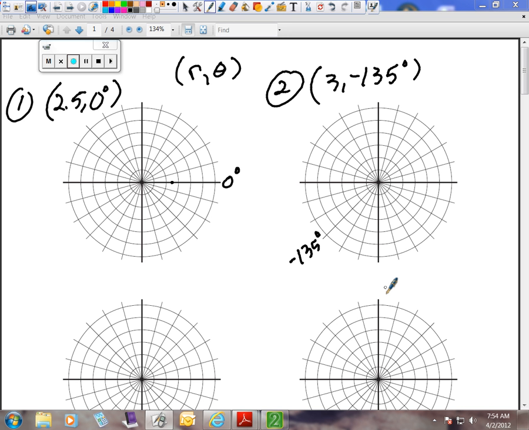Now that I'm on this axis or this ray, I go out to 3. Okay, so I go out 1, 2, 3, and put a point. How are we doing? Is this making sense? Yeah. Good. Give yourself a bonus point if you got that right. Now, I don't know if you'll know how to do this without an example, so I think I should probably show you number 3.